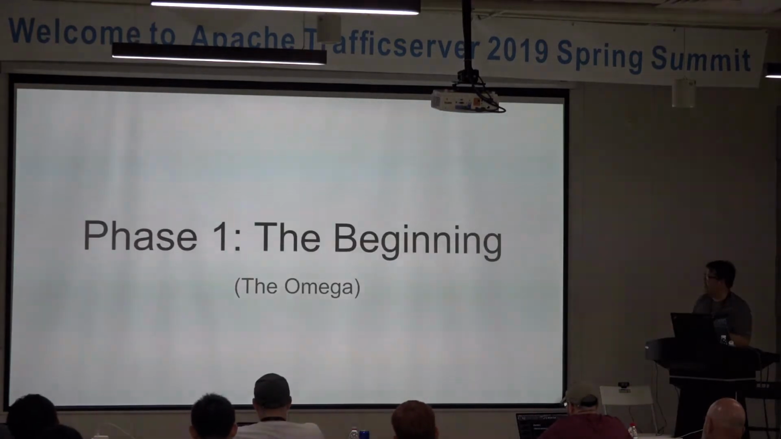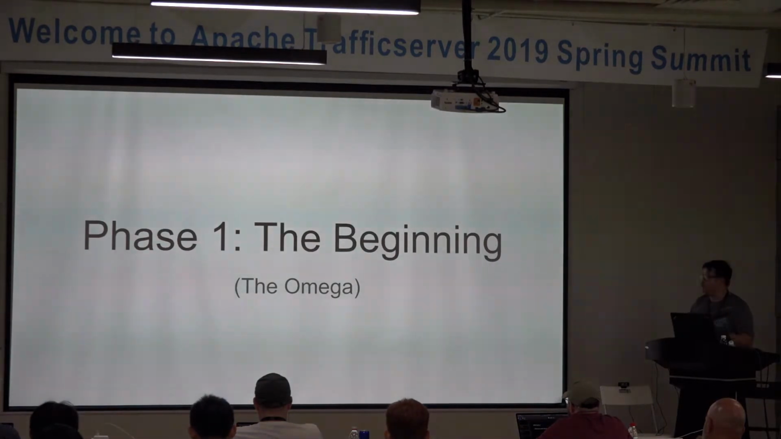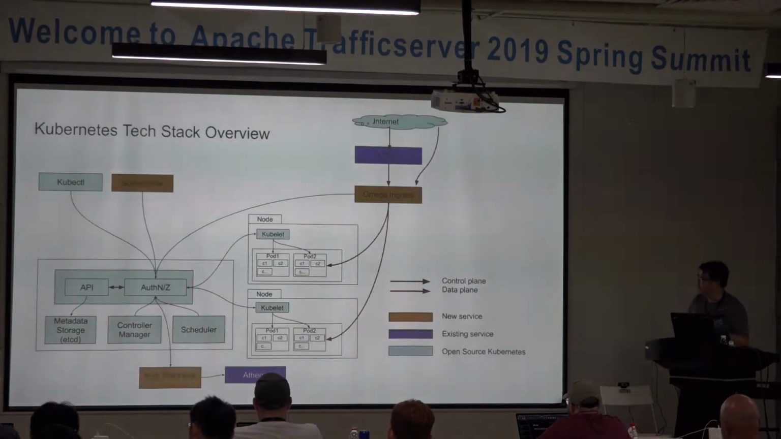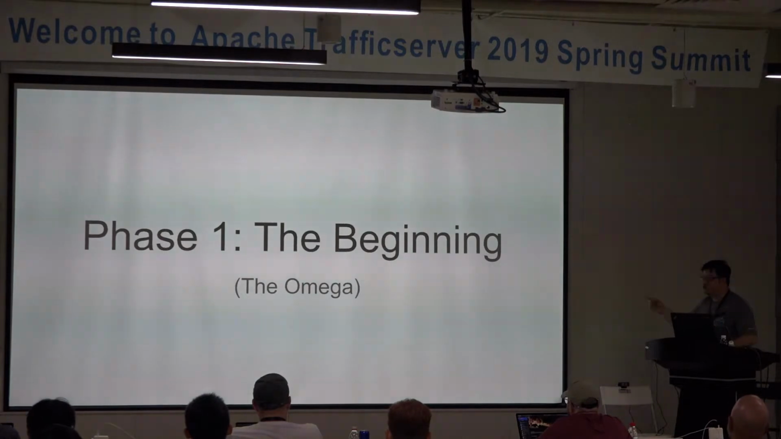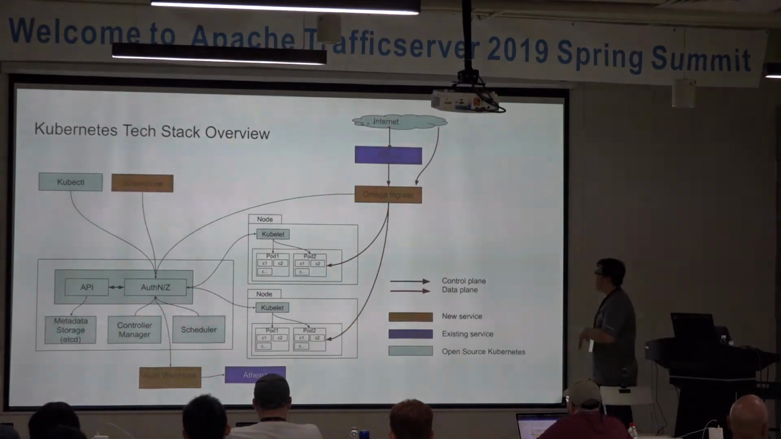So, the beginning. We want to do Kubernetes. It's not just for ATS, it's for the whole organization. In this case the whole organization actually moved faster than us. Our project name is kind of funny. We call it Omega, which is the end of everything, but whatever. So this is the beginning.